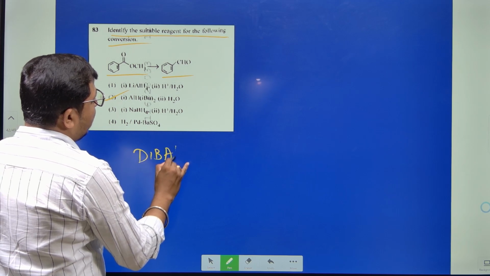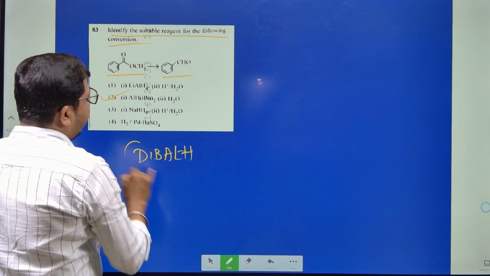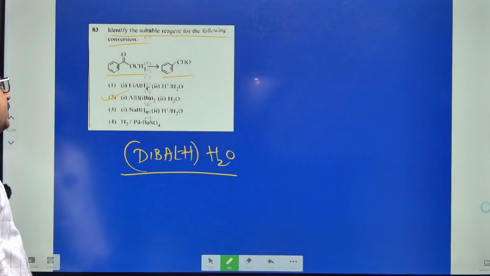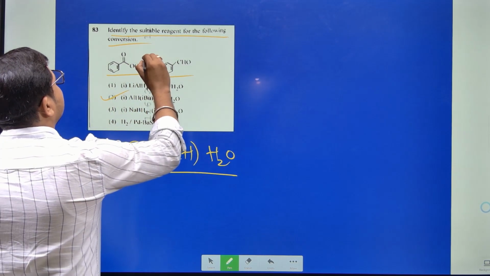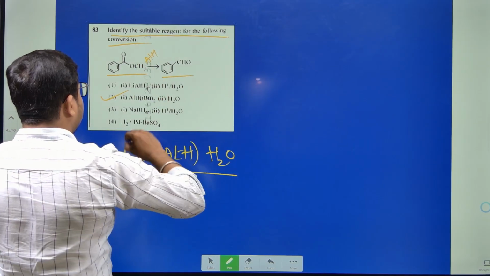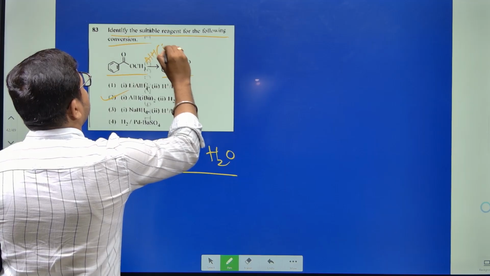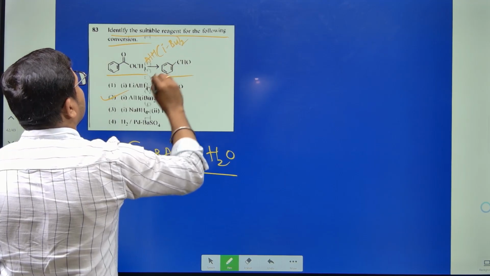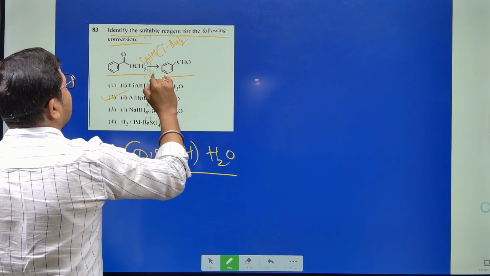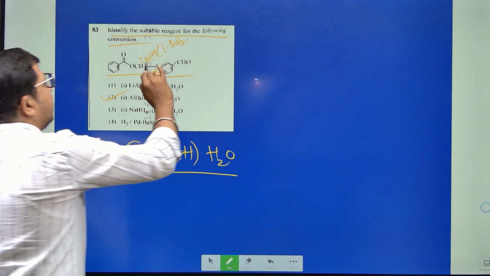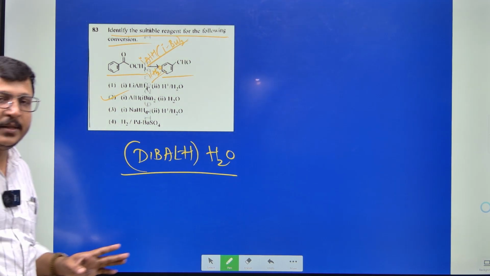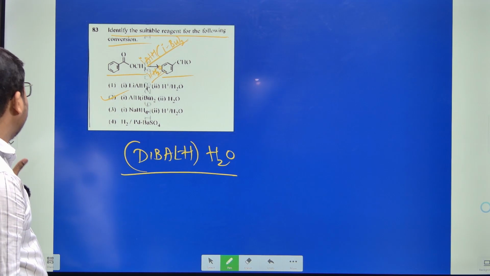Diisobutyl aluminum hydride, DIBAL-H, with H2O is used for the conversion. Therefore, here it is AlH(iBu)2, this is first and the second one is H2O. Therefore, the right option for question 83 is option number 2.